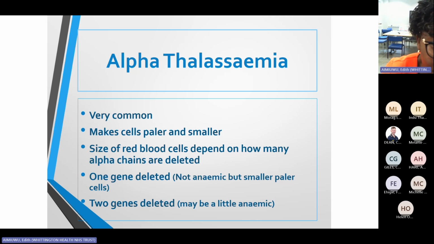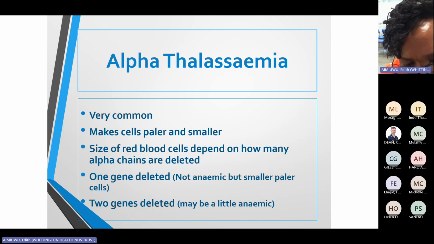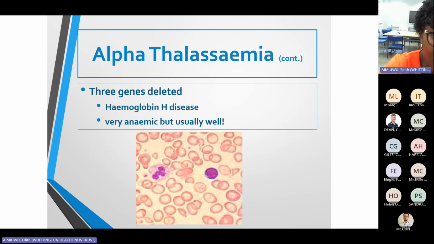Then you have the alpha thalassemia. This is also very common and makes the cells paler and smaller. The size of the red blood cells depends on how many alpha genes are deleted. With 1 gene deleted, usually not anemic, but smaller paler cells. If 2 genes are deleted, maybe a little bit more anemic than usual. When 3 genes are deleted, then you have hemoglobin H disease.